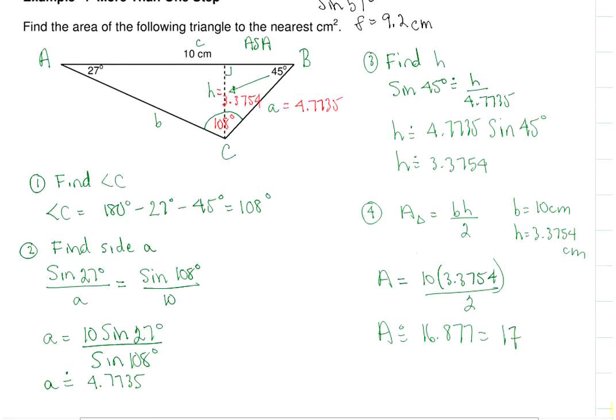Okay, and I write myself a sentence. The area of the triangle is 17 centimeters squared. Okay, and that concludes this example.